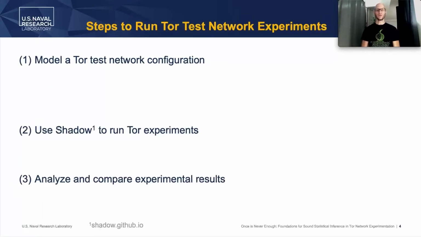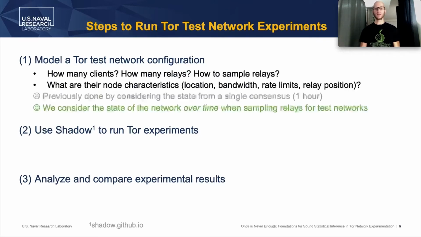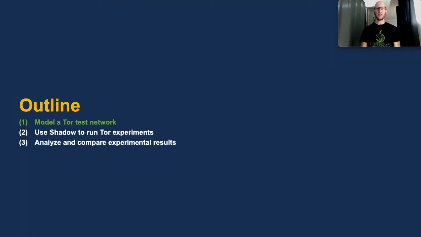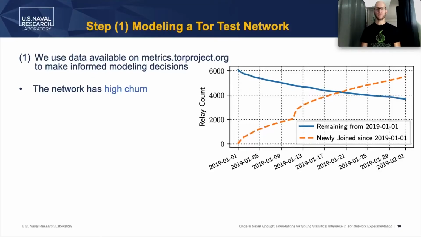Generally, when running Tor experiments, there are 3 steps. First, we need to model a Tor test network, and then we need to run the test network experiments and collect and analyze the results. We make contributions in all 3 of these areas in our paper. I'm not going to go over the details now, but I'm going to describe our contributions in each of these 3 areas in the following slides. And I'll start with talking about how we model Tor test networks.